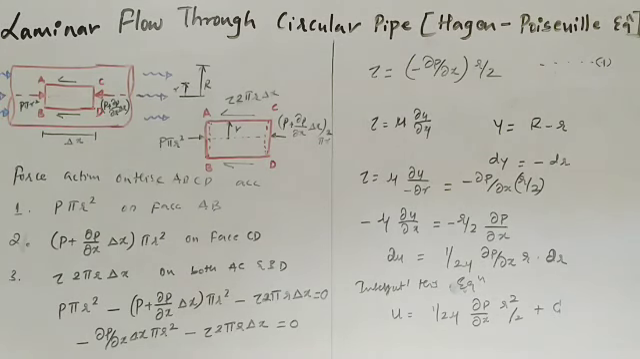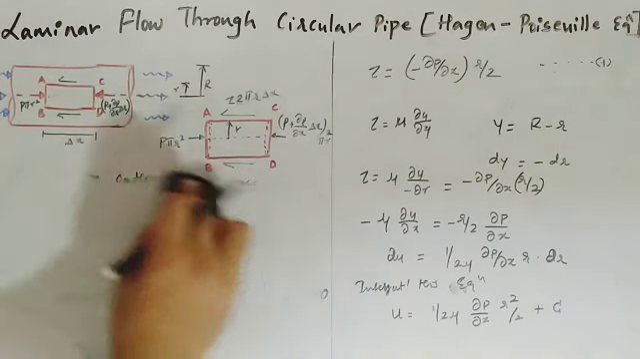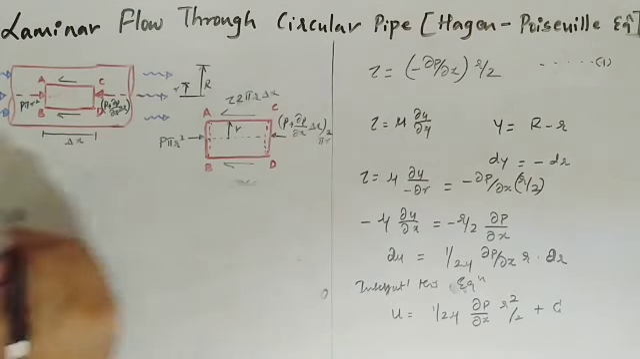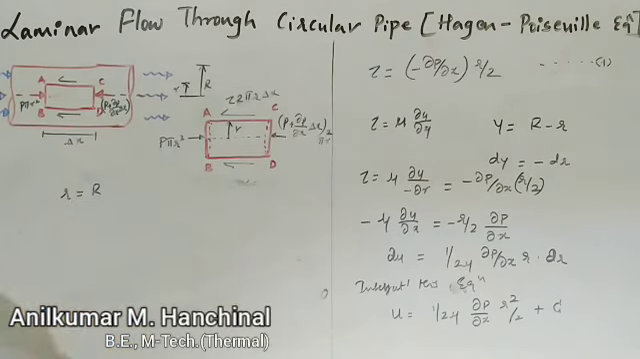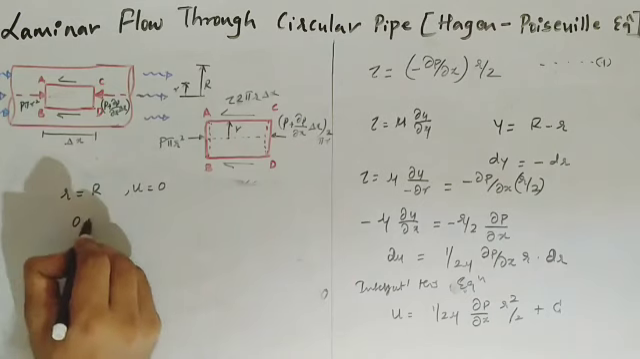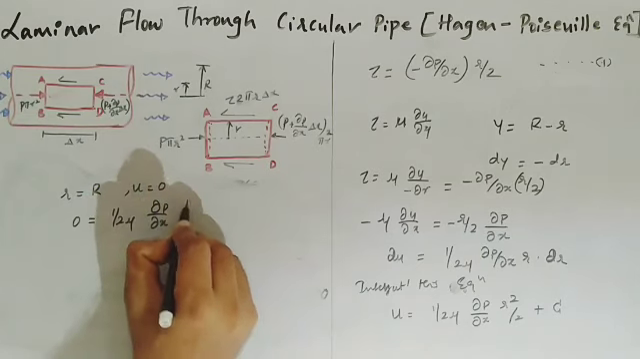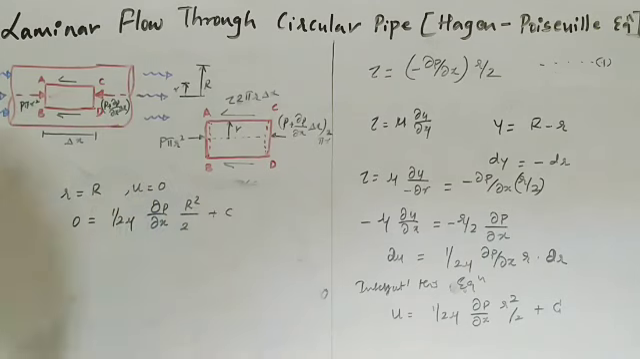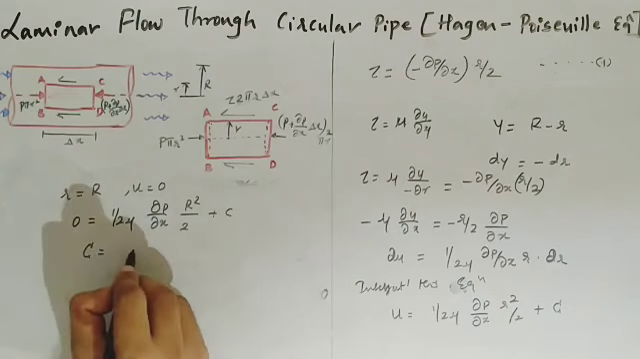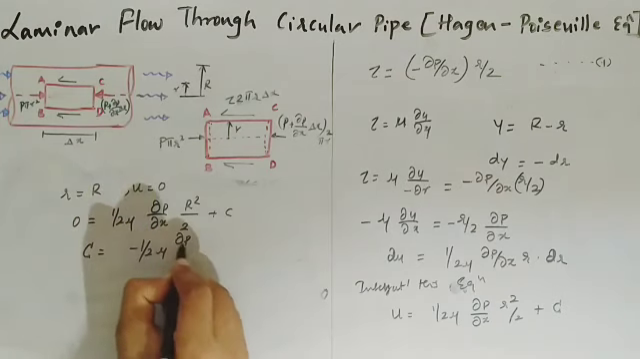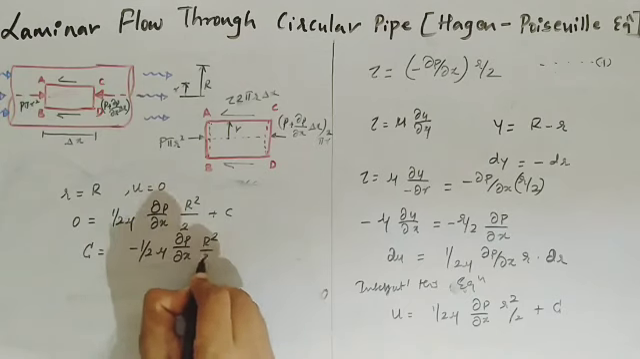To identify this integration constant, I need to use the boundary condition. I will erase this one. The boundary condition is r equals capital R and velocity u equals 0. This is the boundary condition to identify this integration constant. Now let us substitute these values here. So u will be 0, then 1 by 2 mu dou p by dou x, r is capital R square divided by 2 plus c. Now the c equation will be minus 1 by 2 mu dou p by dou x R square by 2.